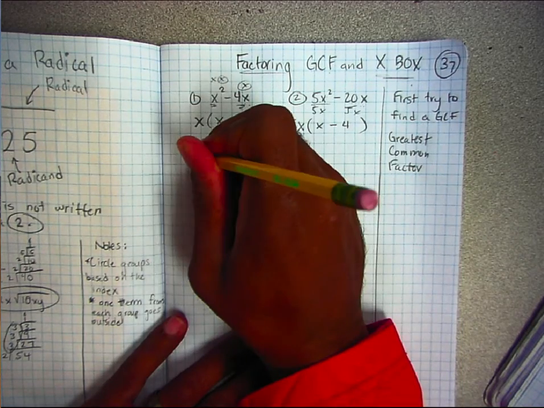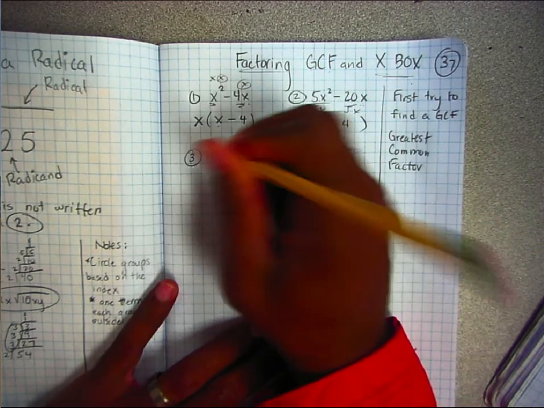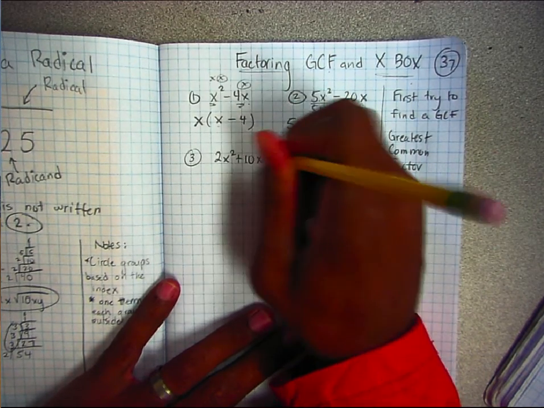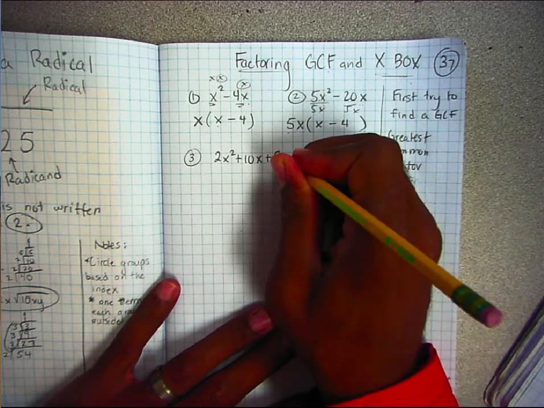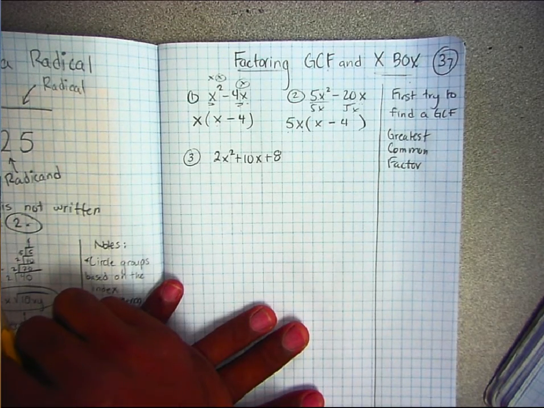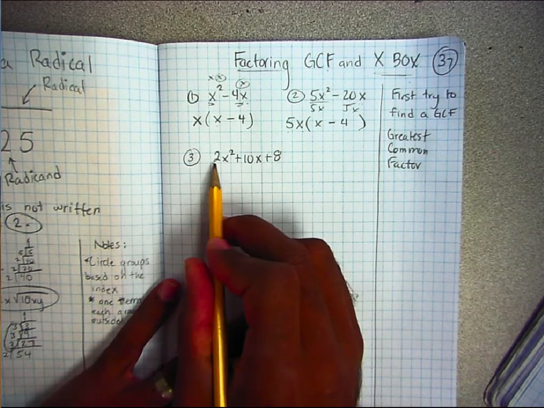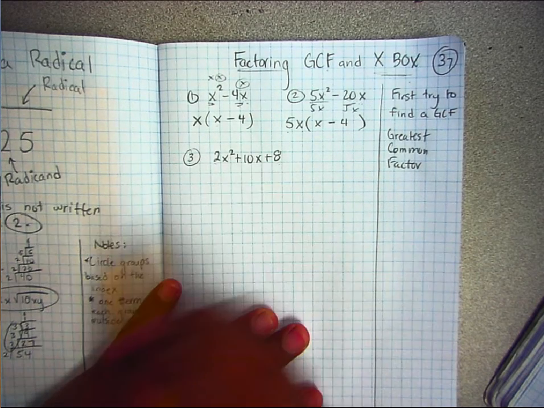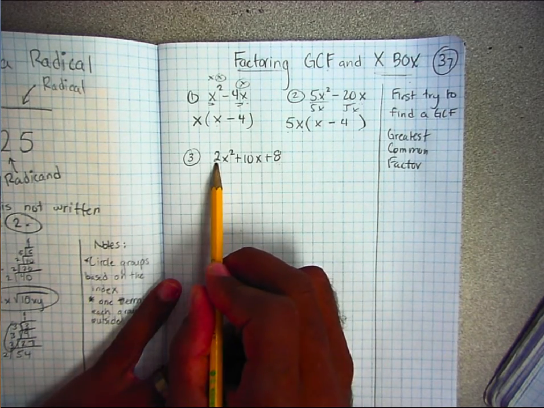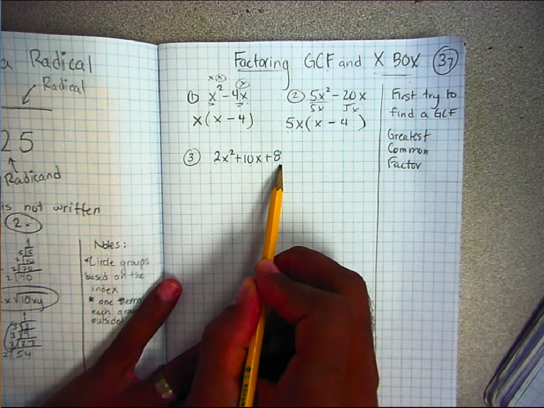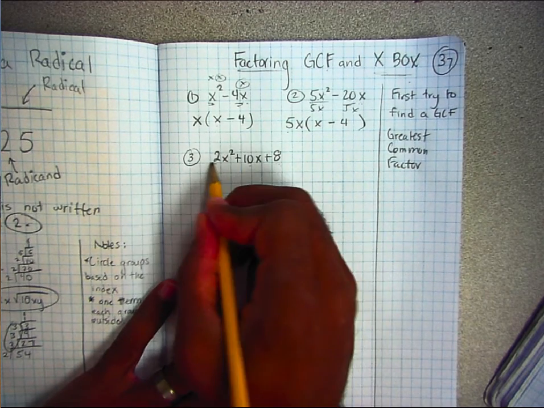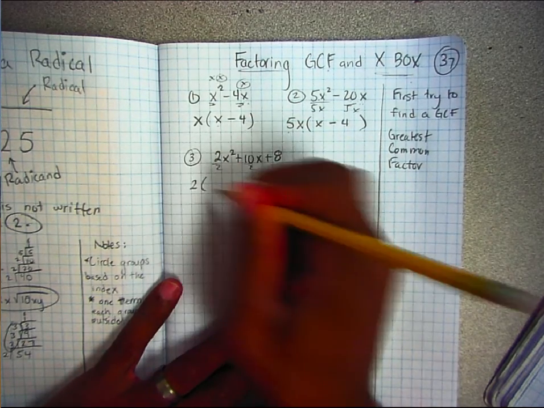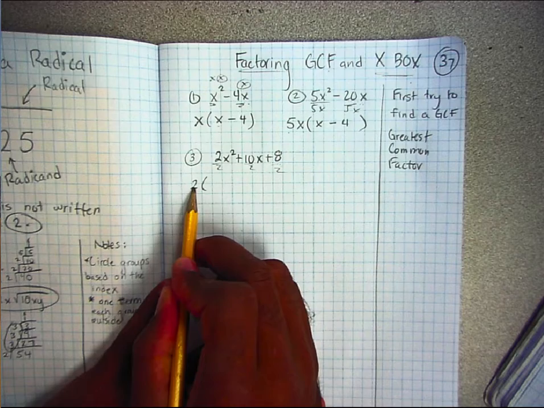Now, let's say I've got 2x squared plus 10x plus 8. Now I have 3 terms. Is there anything in common? If I look at these coefficients and this constant, I can divide 2 into all of those. Do they have x in common? No, because the 8 doesn't have x. So I'll just divide 2. Divide 2, divide 2, divide 2. And 2 will be my common factor, or GCF, that I put in the front.